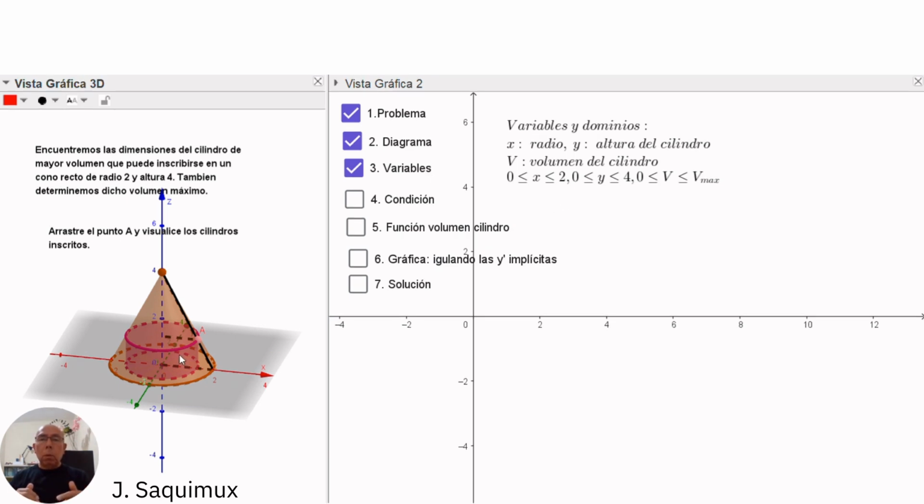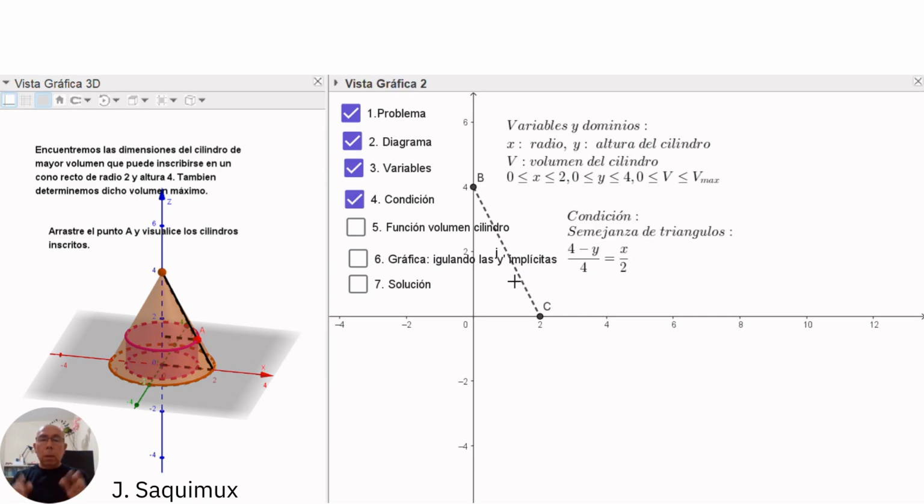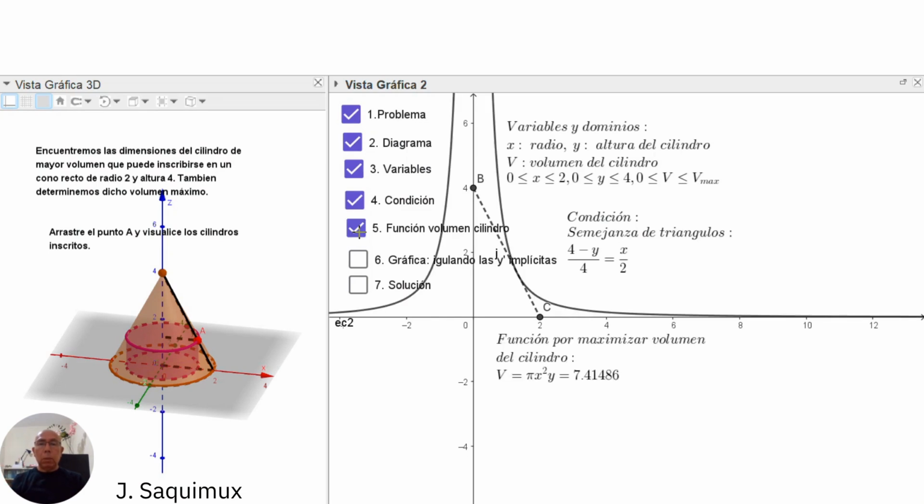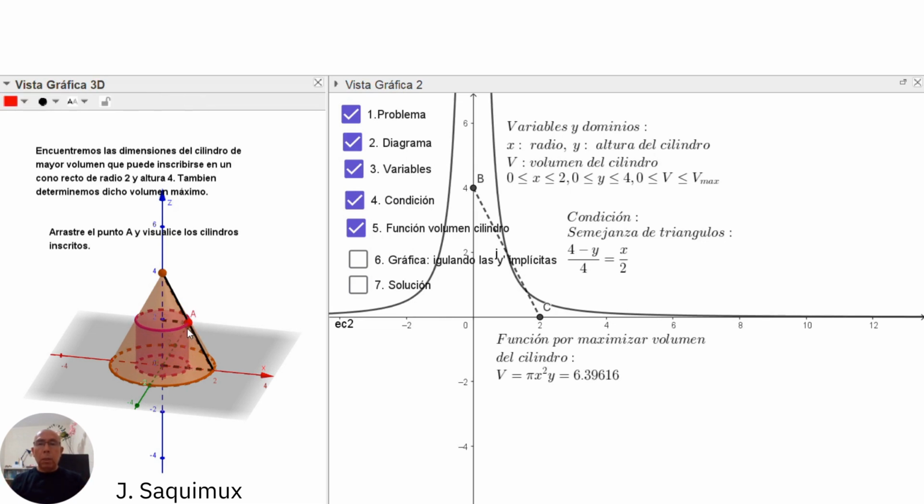We construct the proportion of similar triangles. It is the implicit equation of the straight line, whose graph in the first quadrant is the dotted segment. The function to be maximized. This is the volume of the inscribed cylinder. The position of point A on the cone's generatrix determines the volume of the cylinder.